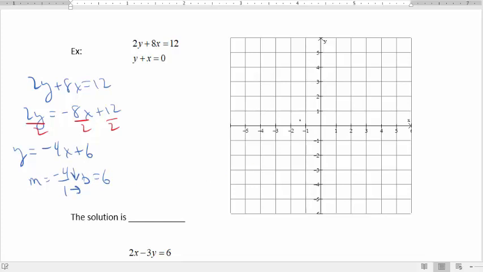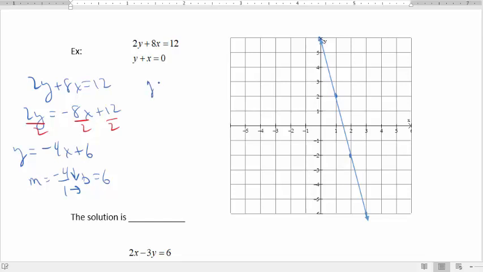So that means I'm going to start at (0, 6), which is all the way up top, and then I'm going to go down 4 and over 1, down 4 and over 1, down 4 and over 1. So I can connect those 4 points, and there's my one line. So now I do the same thing with the other line.